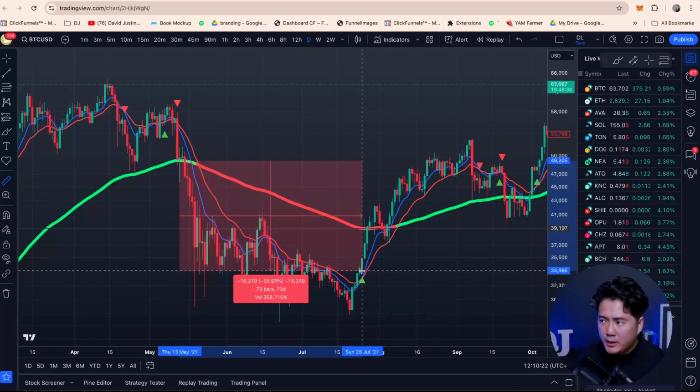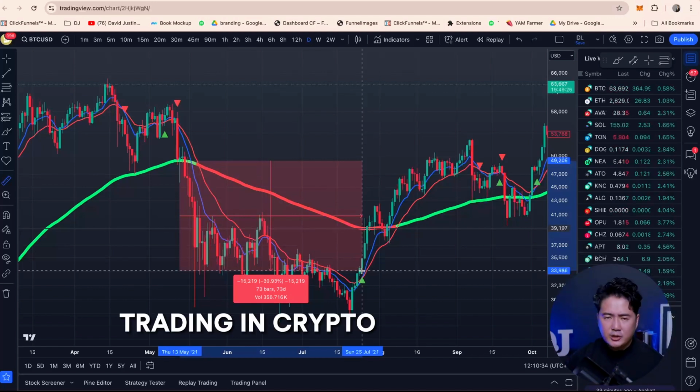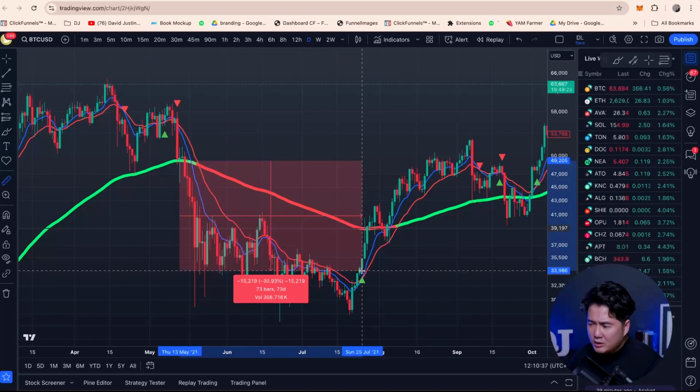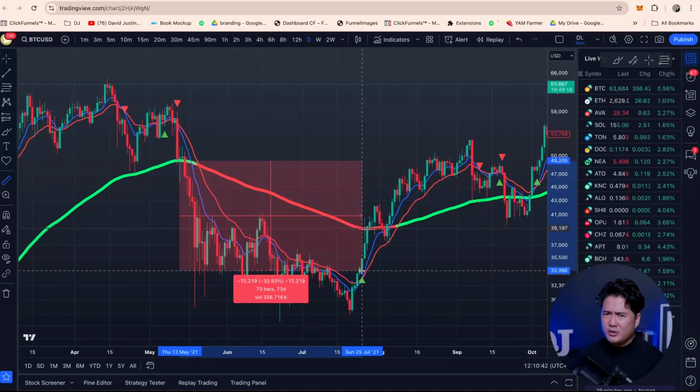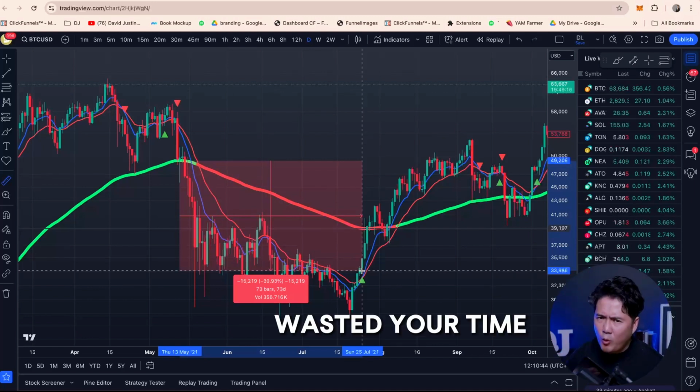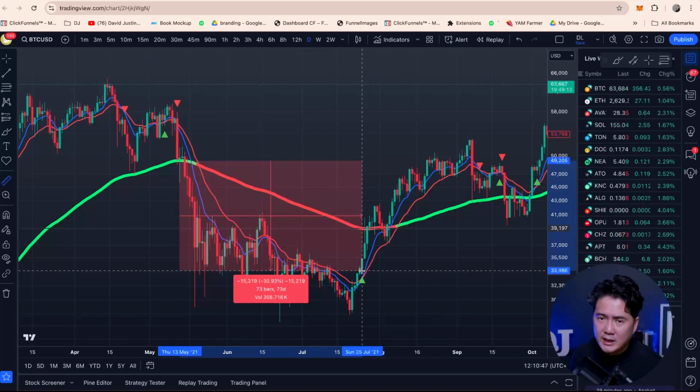Why not? That's why when it comes to trading crypto and investing in Bitcoin, you need to understand that a profit is considered profit when you sell it off, when you withdraw the profit. If not, you're going to repeat the cycle again and again. You wasted your whole time. You wasted your opportunity. I don't want this to happen in your life because I fell into the trap.